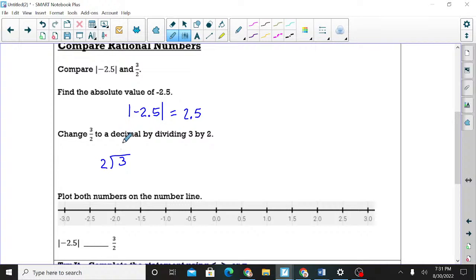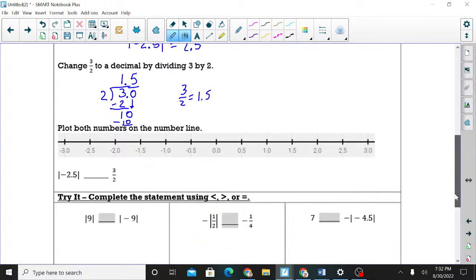So 2 goes into 3 once. 1 times 2 is 2. 3 minus 2 is 1. We need to add a decimal point and a 0 to the end of the number 3, which means we'll put a decimal point up there. Bring this 0 down, and that gives us 10. 2 goes into 10 5 times. 10 minus 10 is 0, so we're done with our division. That means that 3/2 is equal to 1.5.